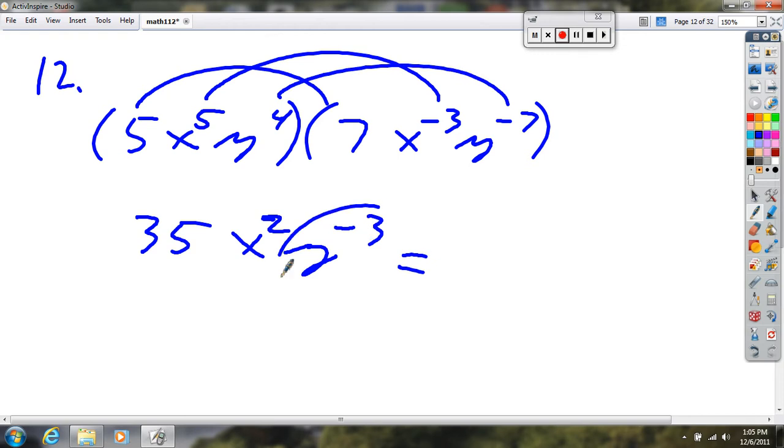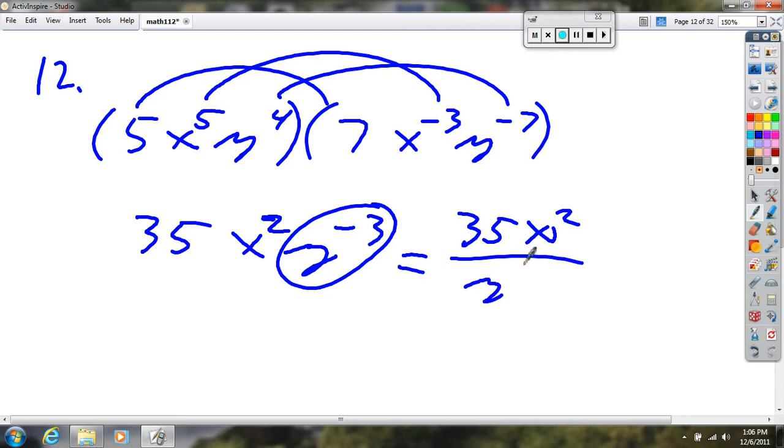I don't want negatives, so this one has to go. So the 35 stays on top. The x squared stays on top. That's an x over there to the right, just a funny symbol that the software shows. And then the y cubed goes on the bottom, and the negative becomes a positive. It's y cubed on the bottom. And we have our answer for number 12.